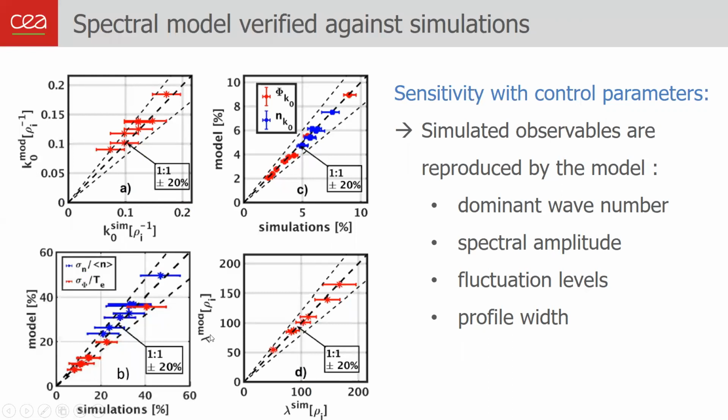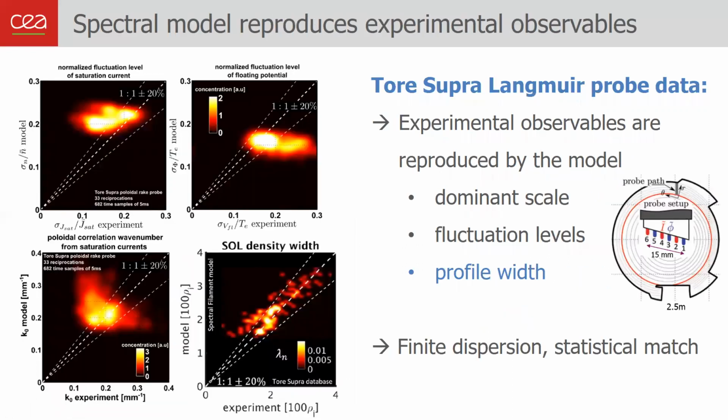So then we were quite happy to see that this simple model can in fact describe very accurately these 2D simulations. So what about experiments? Again, we focused on a large database from TORPEX using this movable probe, collecting fluctuations from density, potential. We could also measure poloidal correlation lengths. And you have here the illustration of the comparison of the model against experiments.